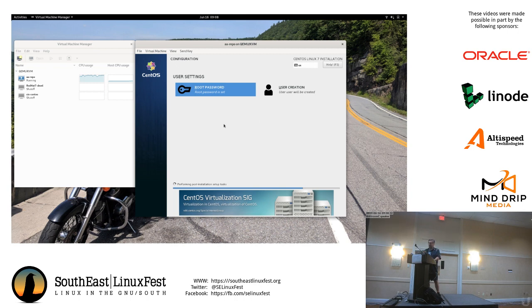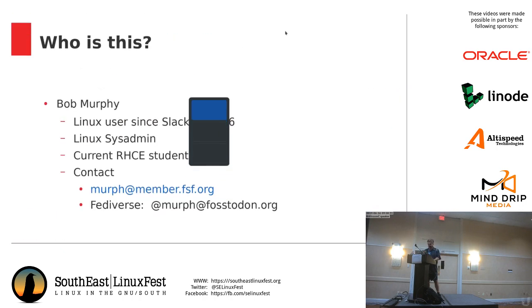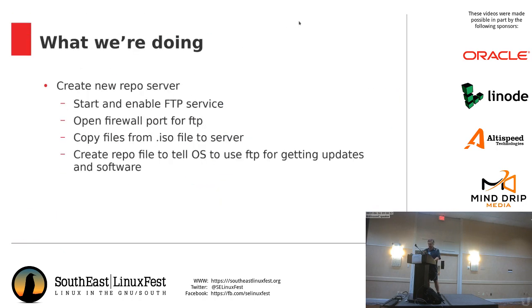So we've got a few minutes of post-installation tasks. What we're going to do next, that's going to finish in the background, which will take another minute or two. We're going to reboot, and we're going to log into the repo server, and these are the steps we're going to do to set up our FTP server. We're going to start and enable the FTP service through systemd. We're going to open the firewall port for FTP to get through, and then we're going to make that change permanent.